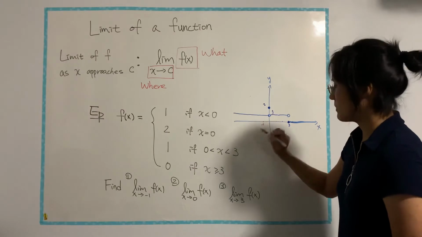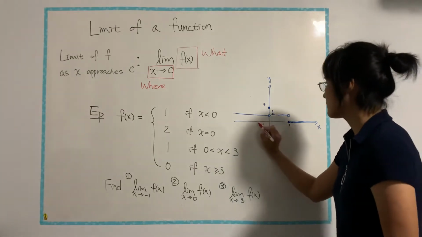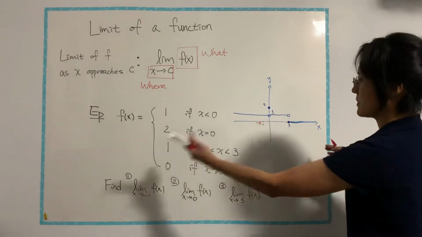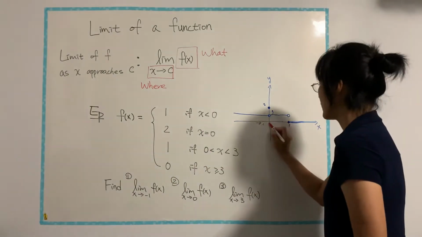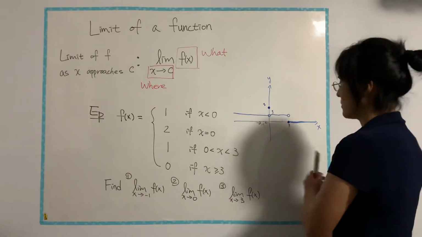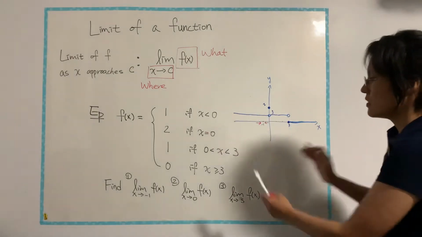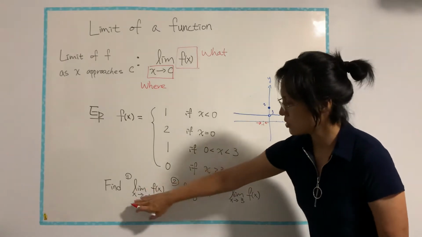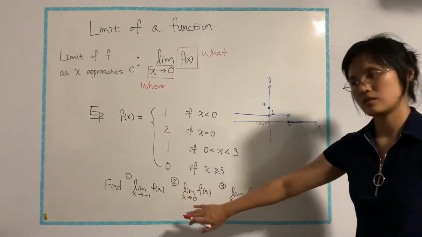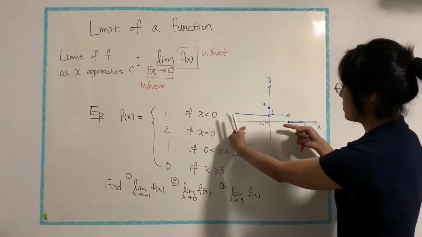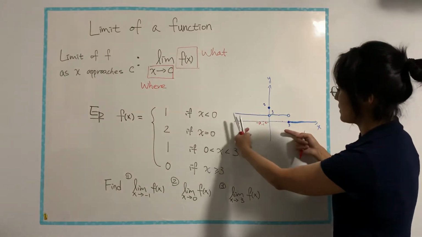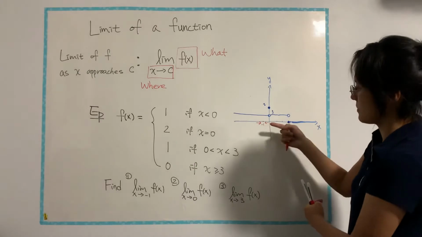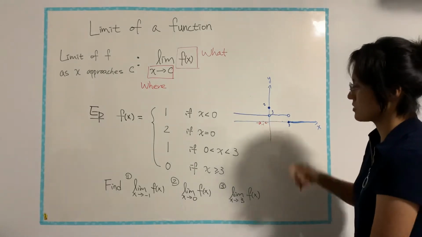x approaches minus 1 means you have to take care of the situation when x approaches minus 1 from the left hand side and when x approaches minus 1 from the right hand side. So this is the so-called two-sided limit. So we have to take care of the situation when x goes from the left hand side and when x goes from the right hand side of minus 1.